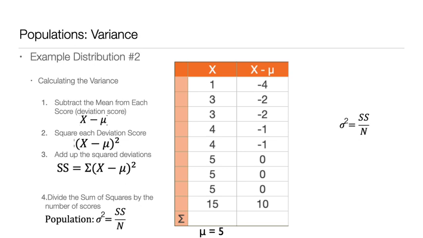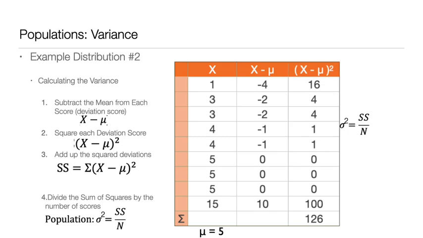To solve that problem, we're going to do step 2, which is square each deviation score. Negative 4 squared is 16, negative 2 squared is 4, negative 2 squared is 4, negative 1 squared is 1, 0 squared is 0, and 10 squared is 100. For step 3, we add them all together. Add up all those squared deviations. Again, this is that definitional formula for sum of squares, and we get a sum of squares for our x value of 126. That's the value that we're going to use in step 4 that goes into our variance equation.